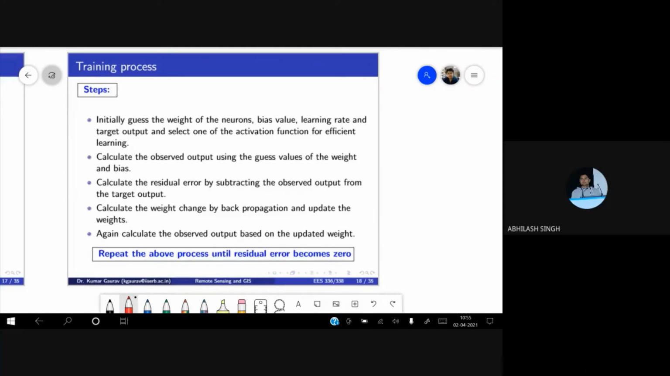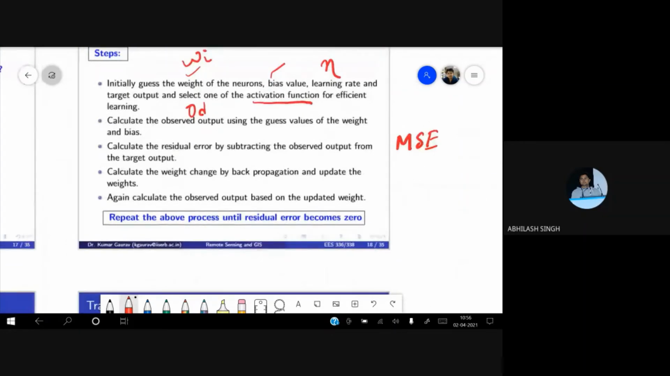Initially we guess the weights of the neurons, bias value, learning rate, and a target output, and select one of the activation functions for efficient learning. Second, calculate the observed output, that is your O, using the guessed values of the weights and the bias. Weight is your wi. Calculate the residual error by using the mean square error objective function, and calculate the weight change by back propagation, which is known as correcting the weight values, and update the weights. Again, calculate the observed value based on the updated weights. Repeat the above process until the residual error becomes zero, ideally, or close to zero.